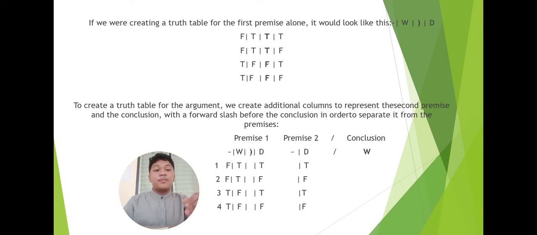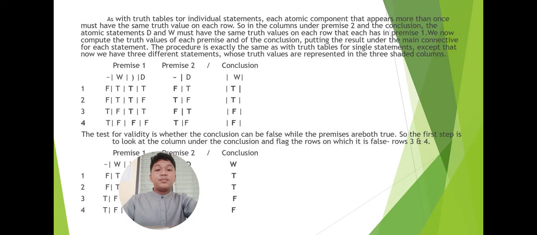the fourth column, TF. So to create a truth table for the argument, we create additional columns to represent the second premise and the conclusion, with a forward slash before the conclusion in order to separate it from the premises. So, it looks like the one below: premise 1, premise 2, and the conclusion. As with truth tables for individual statements, each atomic component that appears more than once must have the same truth value on each row. So, across all the columns, it must have the same value in each column.